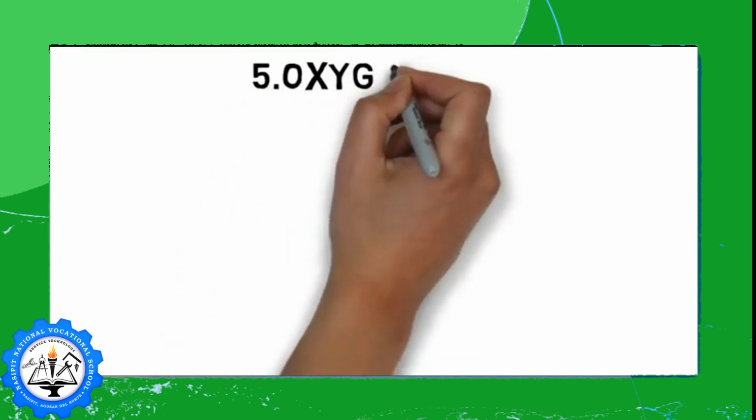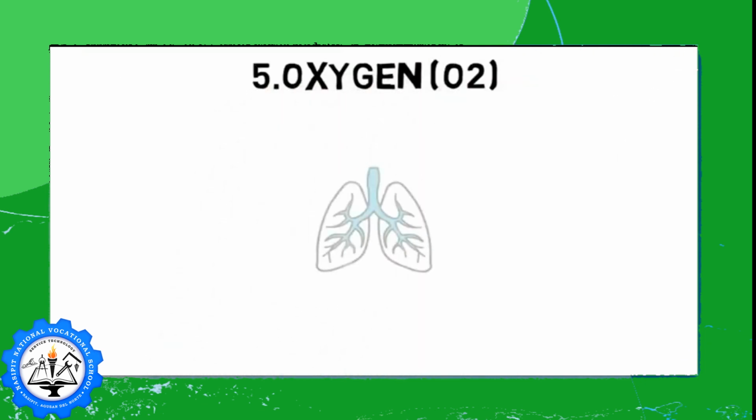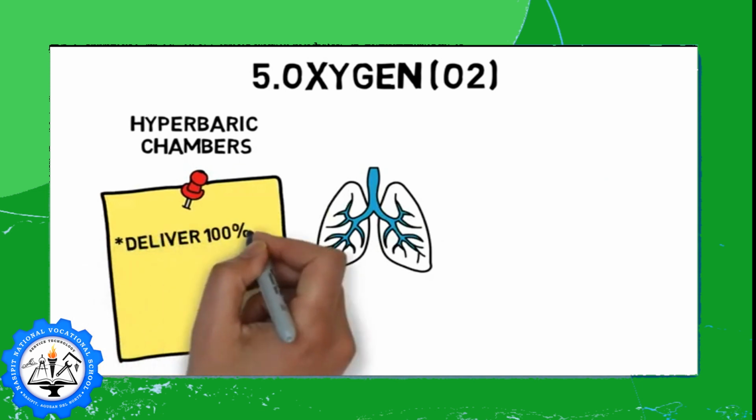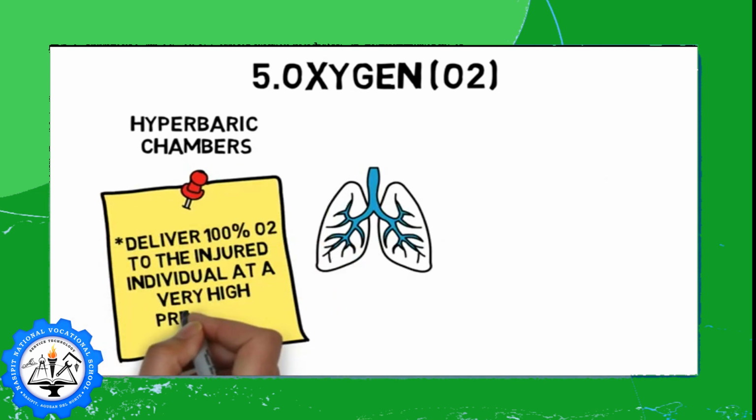And oxygen. Research suggests that oxygen can promote the healing process. Hyperbaric chambers deliver 100% oxygen to the injured individual at a very high pressure. This means that hemoglobin becomes fully saturated with oxygen, excess oxygen is dissolved into plasma due to the high pressure, and blood supply is improved, which increases cell turnover and faster repair. This technique is suggested for individuals with soft tissue injuries, connective tissue damage, tissue infection, and compromised immune system.